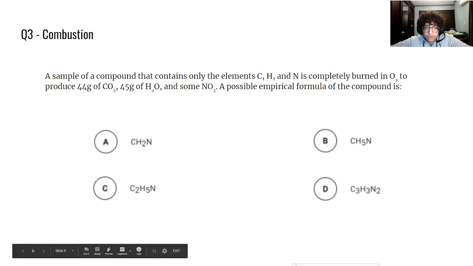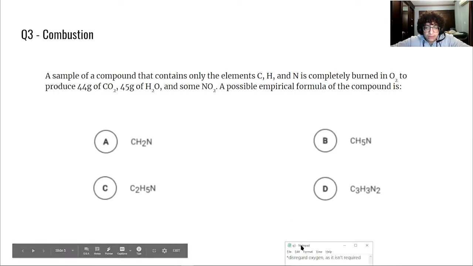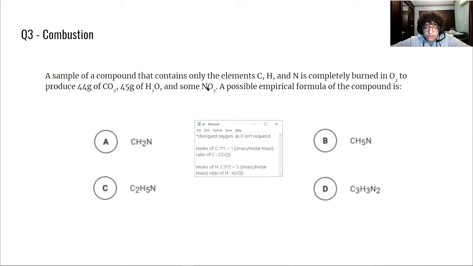Now, to answer this question, we're going to look at this again. So we're going to disregard oxygen and nitrogen because they do not have any relation here. What is beneficial to us is the carbon and the hydrogen. Carbon and hydrogen in relation to carbon dioxide and H2O have a ratio. We're going to cover that later though. For now, we're going to take it very simple.